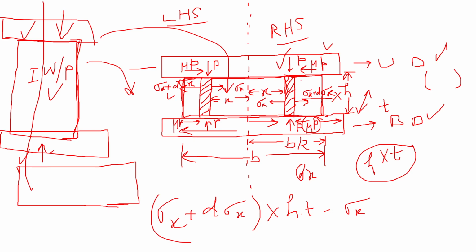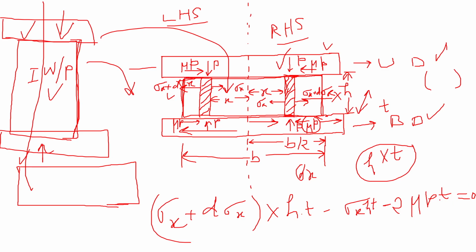Okay, mu p at the bottom and mu p at the top. So it is again minus twice mu p. So this will be again sigma x multiplied by h into t, minus twice mu p into what value? This will be multiplied by t, equal to 0, in the case of equilibrium.